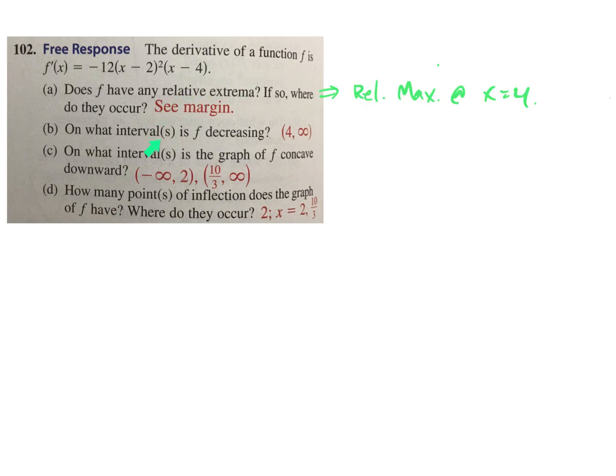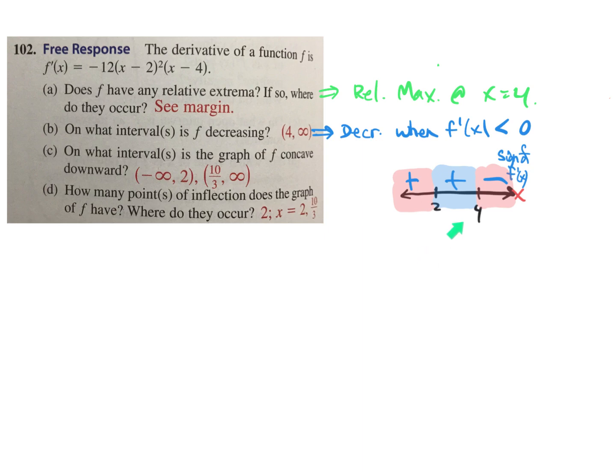All right, how about part B? On what intervals is f decreasing? Part B, we know a function is decreasing when its derivative is negative. So when is f prime negative? Well, we can see from our sign chart from part A that the derivative is negative when x is greater than 4. Or in other words, on the interval from 4 to infinity, open.